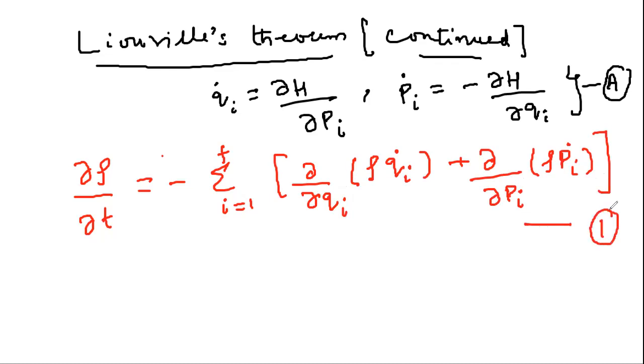So this is the partial derivative of the density function pertaining to some ensemble of systems: minus summation i equal to 1 to f, dou by dou qi of rho qi dot plus dou by dou pi of rho pi dot. Then we wrote another equation, which was equation 2.